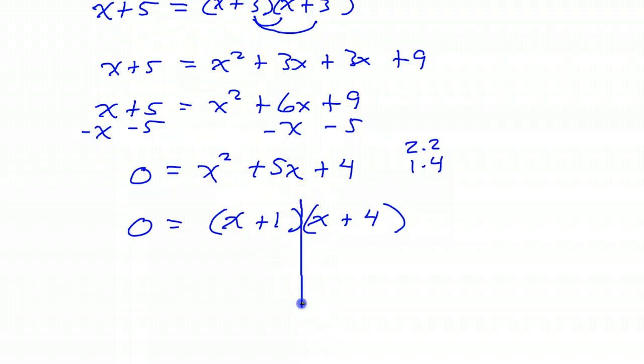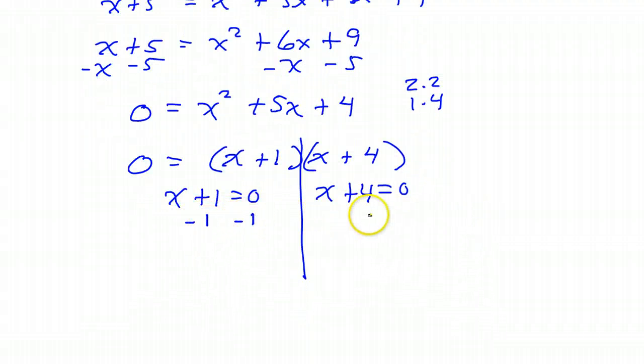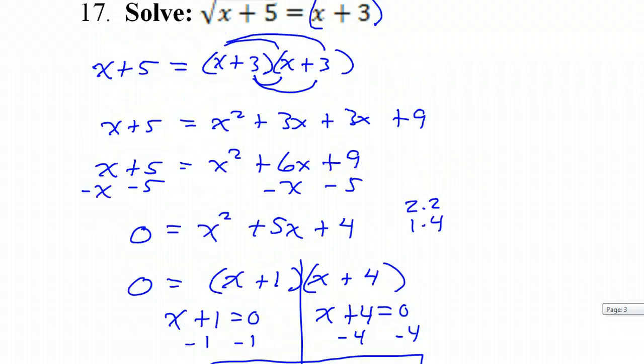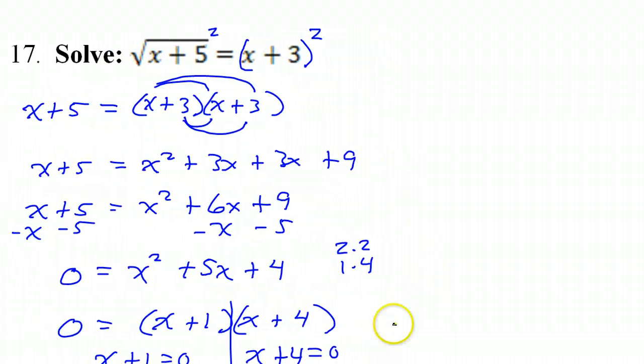Alright, now to get the actual solutions, we set these equal to 0. So x plus 1 equals 0, and x plus 4 equals 0. Subtracting 1, subtracting 4, gives us x equals negative 1, and x equals negative 4. So these are our two potential solutions. But it's likely that at least one of them is extraneous, so we're going to have to check them.